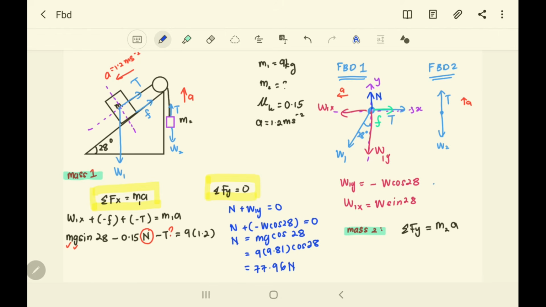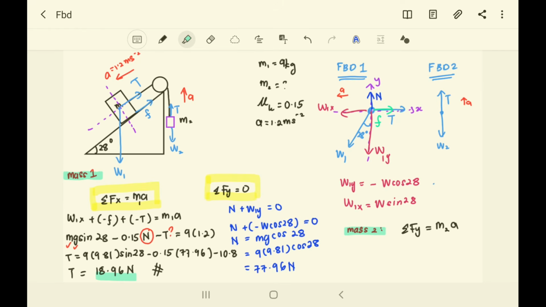So we can straightly substitute in order to find tension. Tension is equal to mg, awak masukkan sajalah terus, mass is 9, 9.81 sin 28 minus 0.15 times N, which is 77.96, minus 10.8. So tension is equal to 18.96. Okay, so can we find what is the mass of the hanging block?